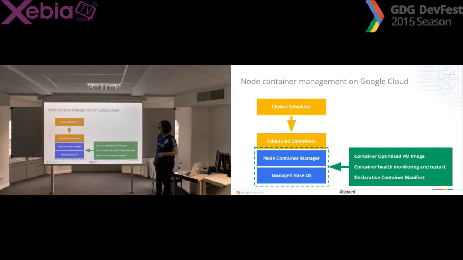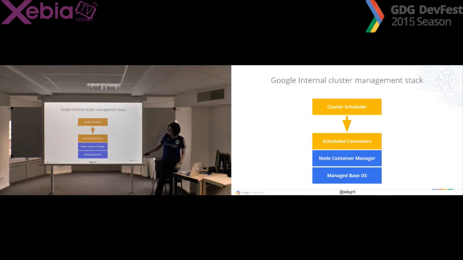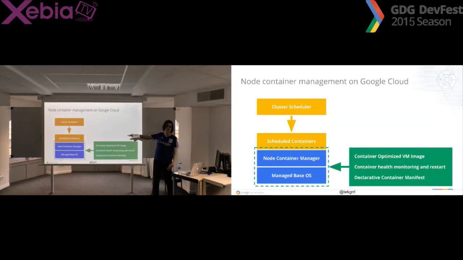So the first thing we're going to look at is a simple situation where we want to run containers on a virtual machine. We're not going to look at the big picture yet. That comes when we look at Kubernetes. So the first thing we need to do is recreate the situation we had at Google: node, container manager, managed base OS. We have that running on a virtual machine in the public cloud somewhere, where everybody else can access it. So for this, what we have is described in the green box.